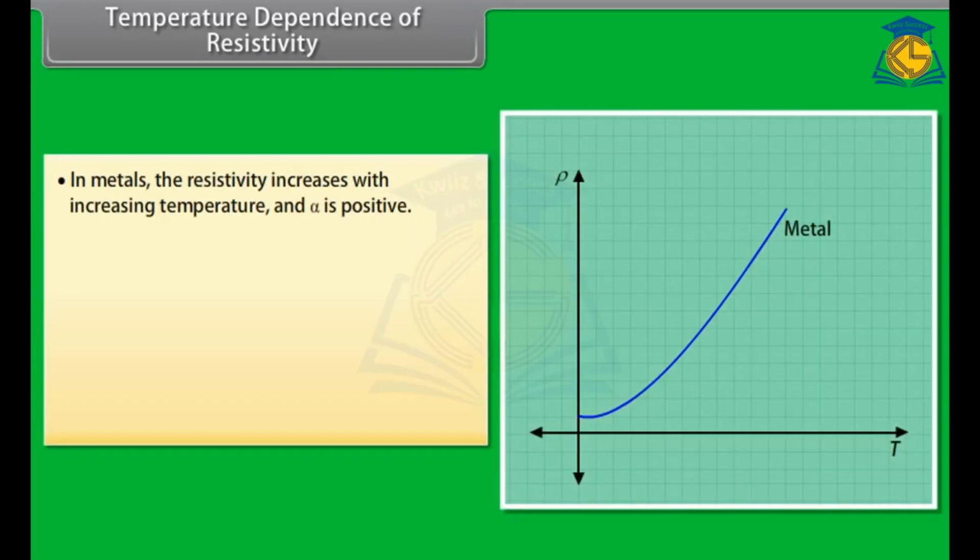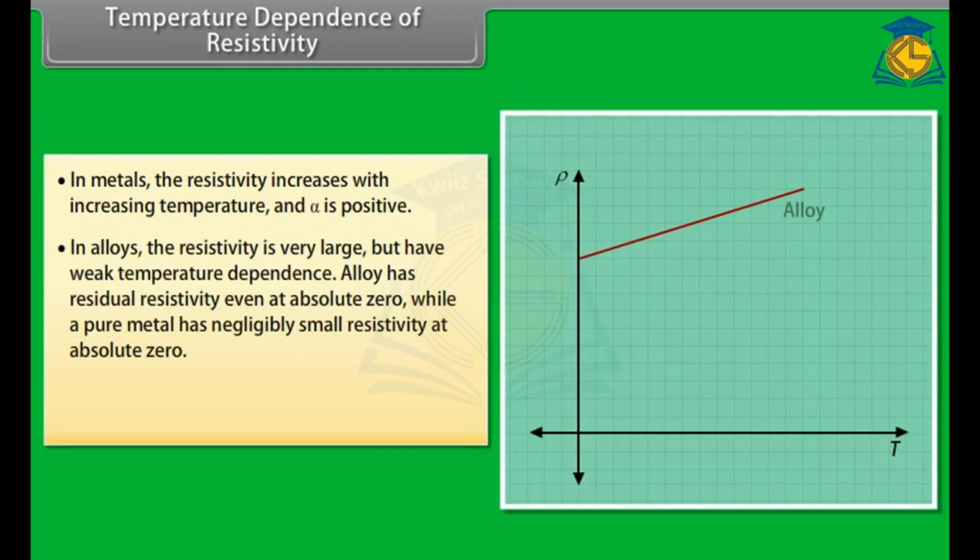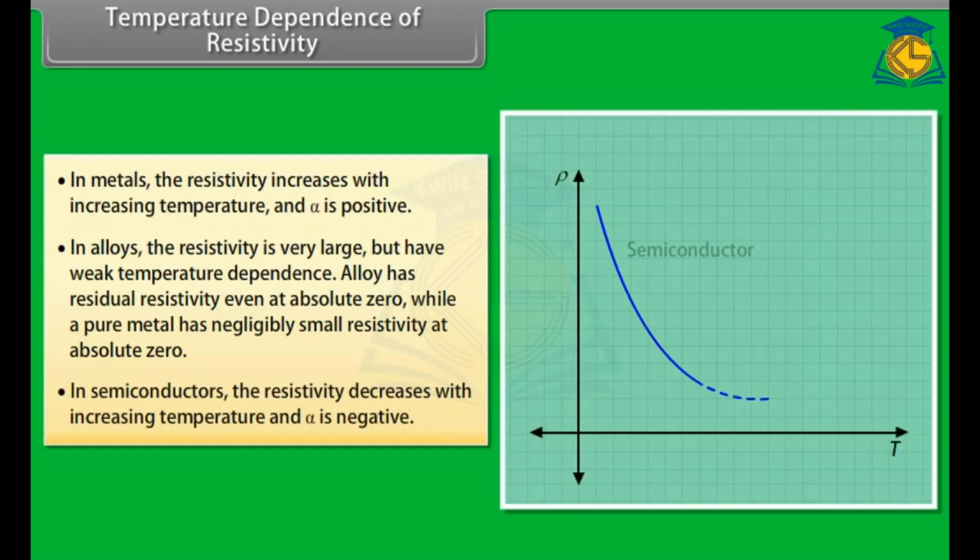In metals, the resistivity increases with increasing temperature and alpha is positive. In alloys, the resistivity is very large but have weak temperature dependence. Alloy has residual resistivity even at absolute zero, while a pure metal has negligibly small resistivity at absolute zero. In semiconductors, the resistivity decreases with increasing temperature, and alpha is negative.